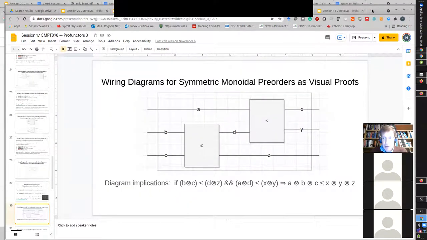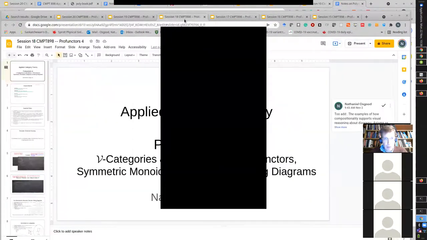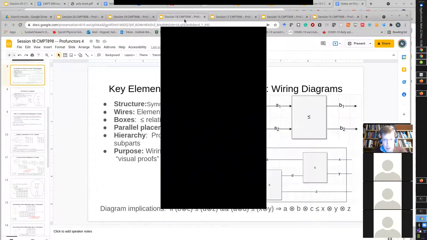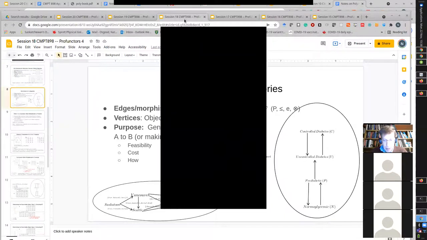I'm trying to find some of these examples of the other profunctors that I came up with here. This is probably the best set of slides for this, right?